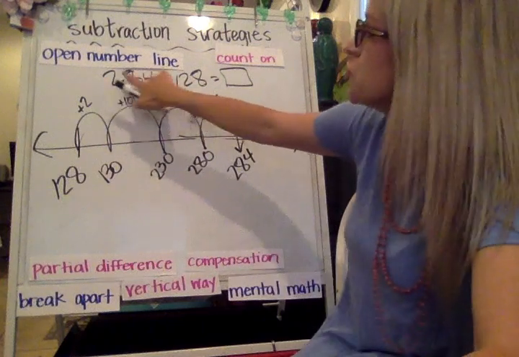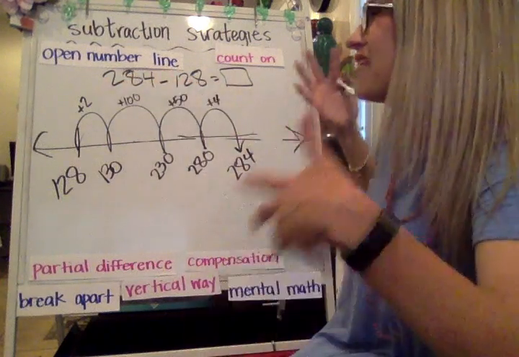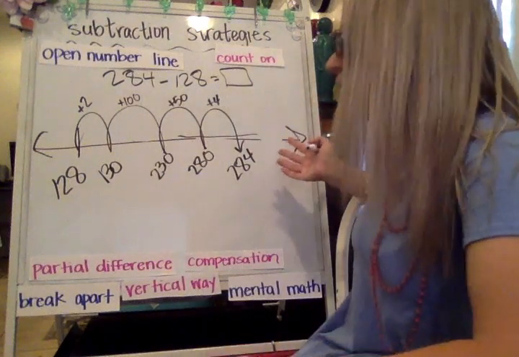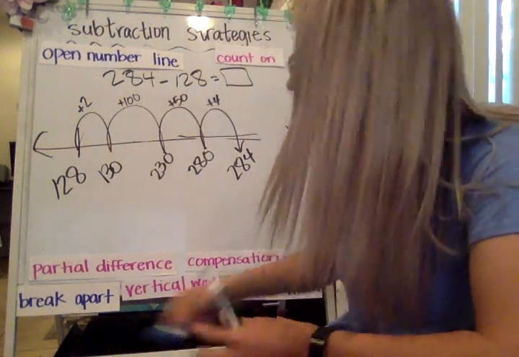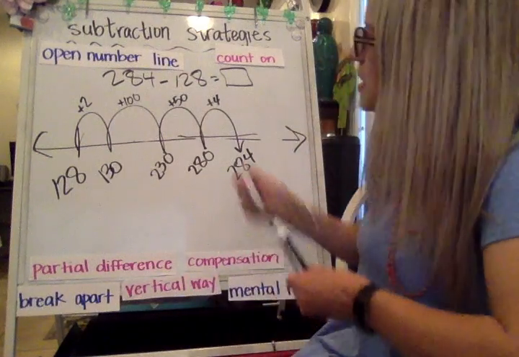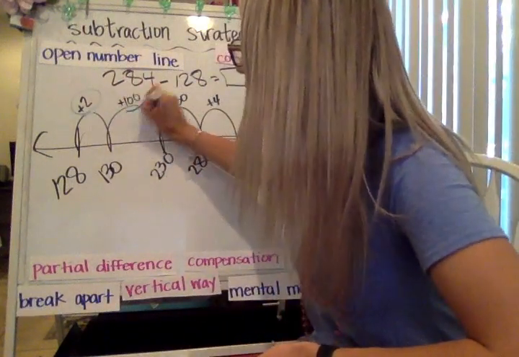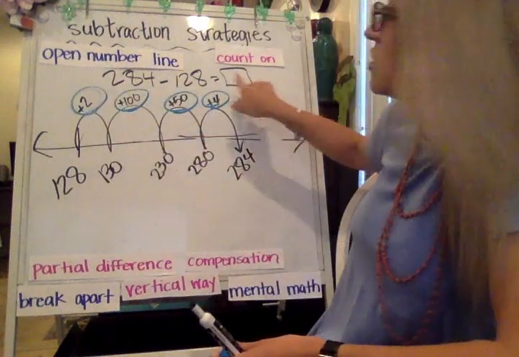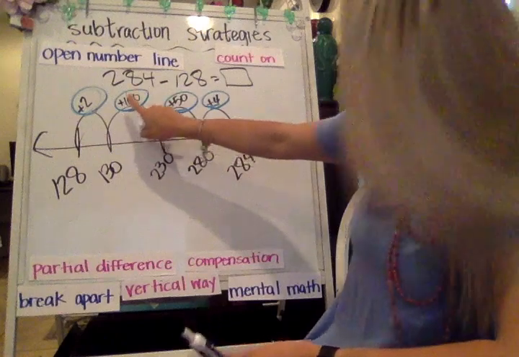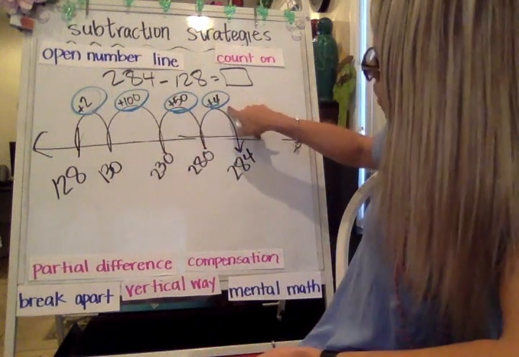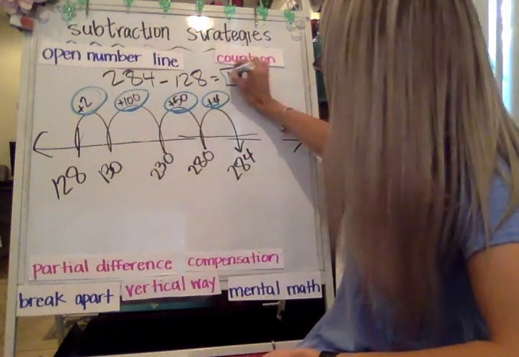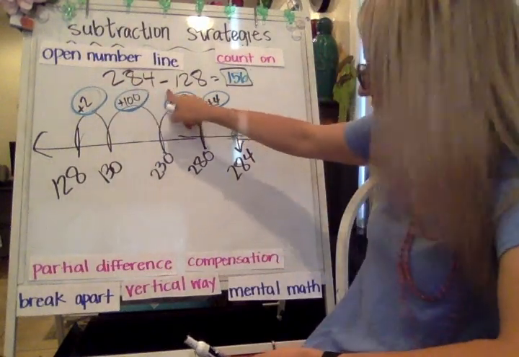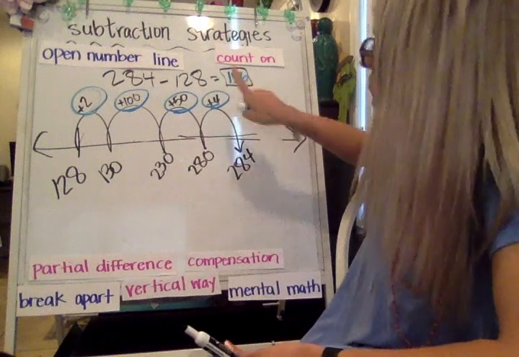Remember, we are trying to get to 284, and we're thinking, how many did we have to add? How many did we have to count onto until we got to the 284? So again, this is not what our answer is going to be. You have to look back, and when you add all of these values together, it'll tell you what the difference is. So 100, I like starting with the biggest one. 154 plus 2, 156, is the difference between 284 and 128.